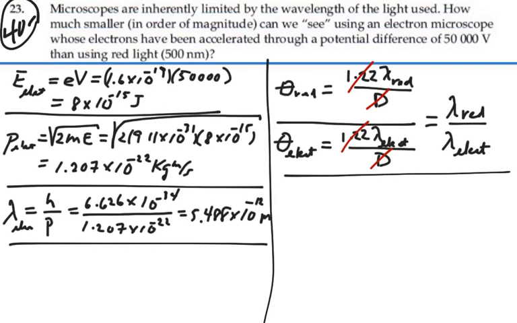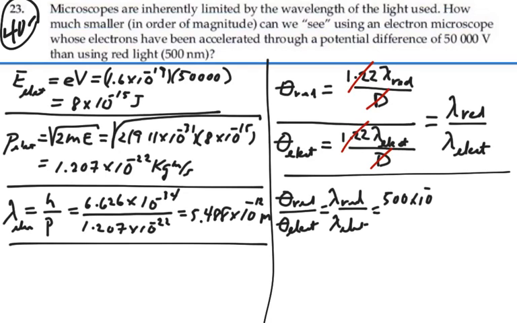So our ratio of the resolution of red to the resolution of electrons is the wavelength of the red over the wavelength of the electrons, and that is going to be 500 nanometers over 5.488 times 10 to the minus 12, and this is equal to 9.11 times 10 to the 4, or approximately a factor of 10 to the 5.